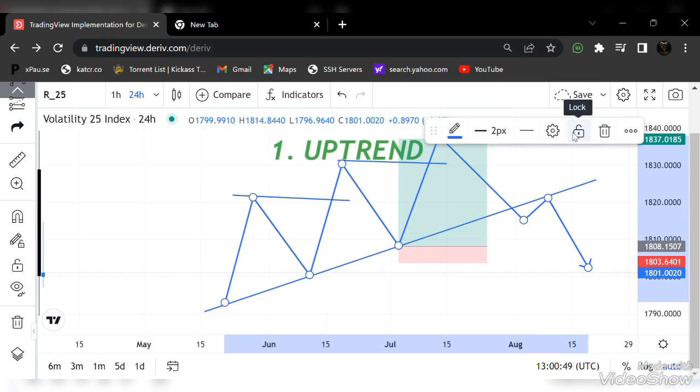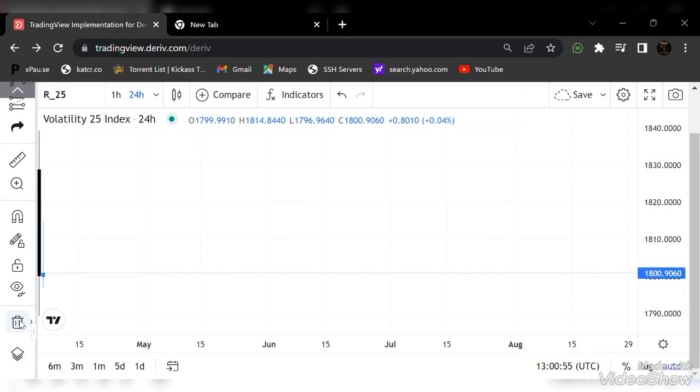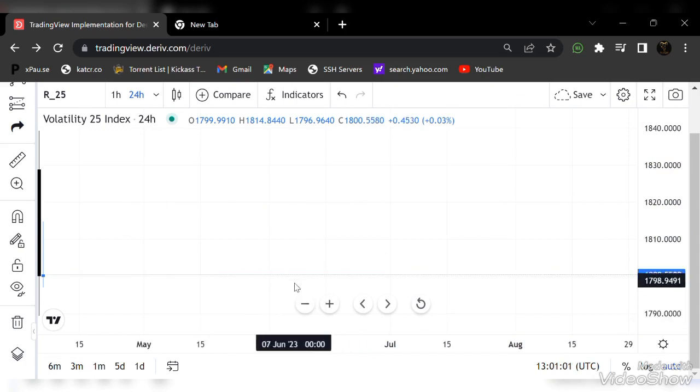So we're done with uptrend. The second market structure that we have is the downtrend.